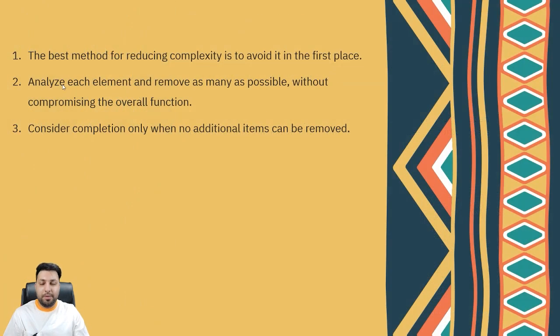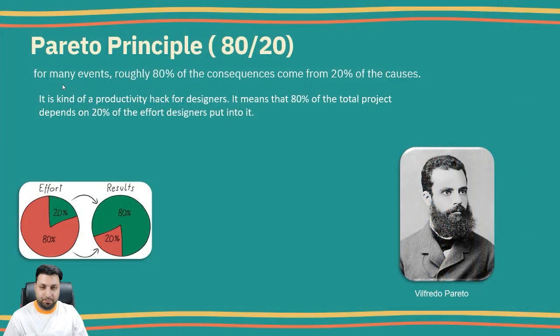So the best method for reducing complexity is to avoid it in the first place. Talking about complexity, analyze each element and remove as many as possible without compromising the overall function. Consider completion only when no additional items can be removed.